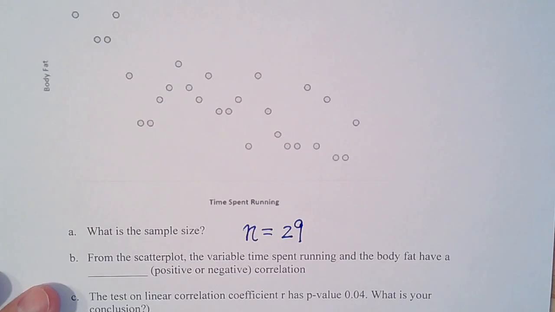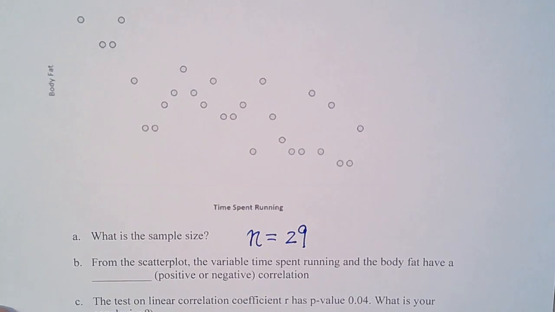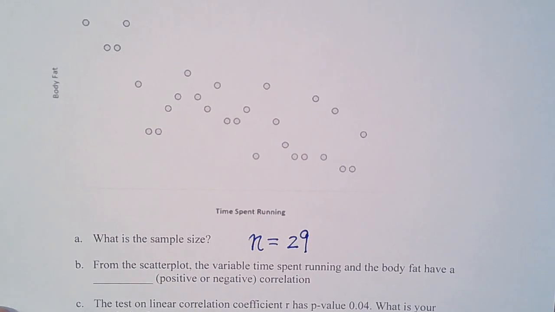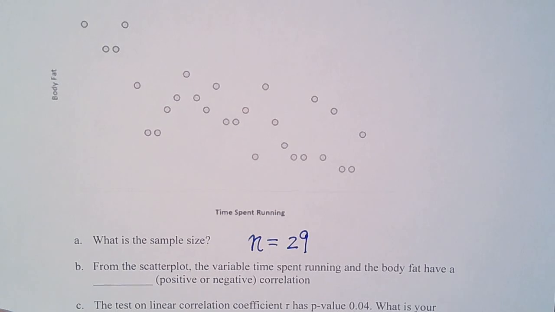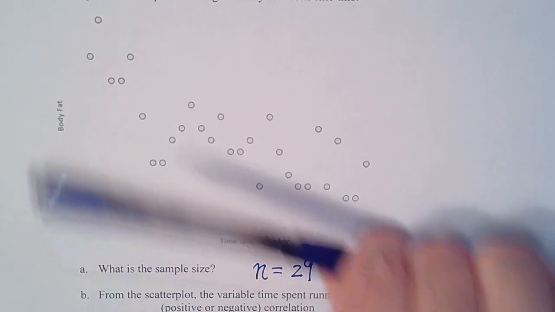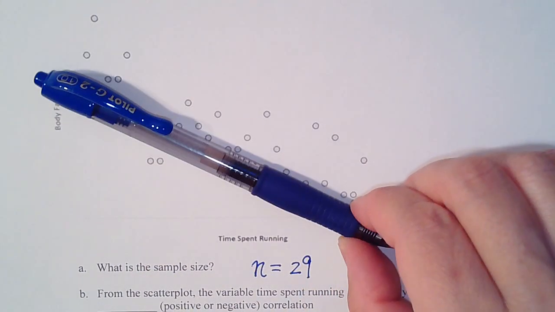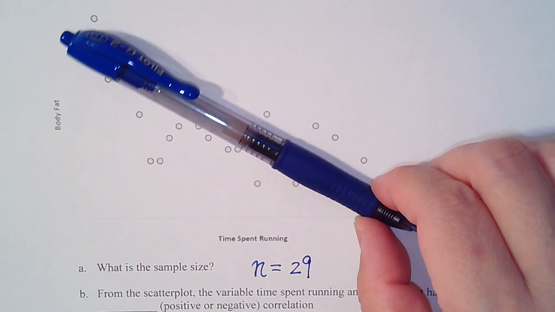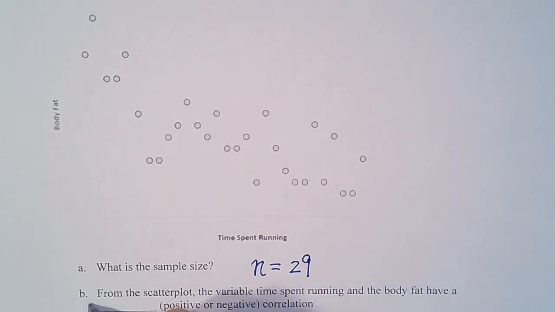Okay, is that okay? Now from this scatter plot, the variable time spent running and the body fat, is that a positive or negative correlation? If you draw a line, it looks like this, right? Longer you run, less body fat you have. So that is negative. Okay.